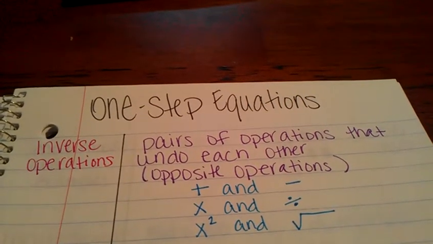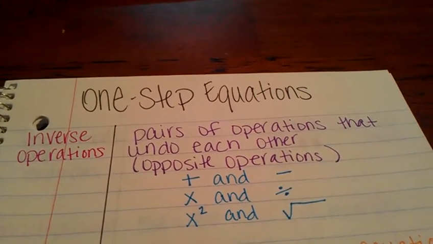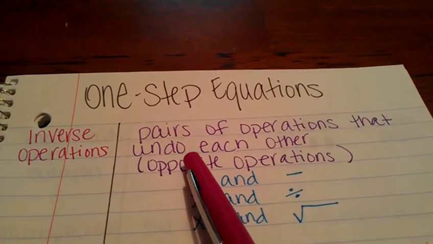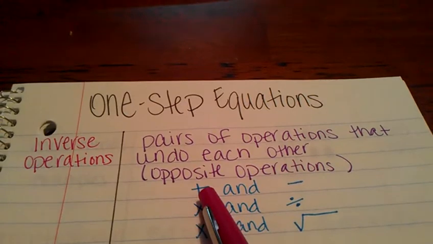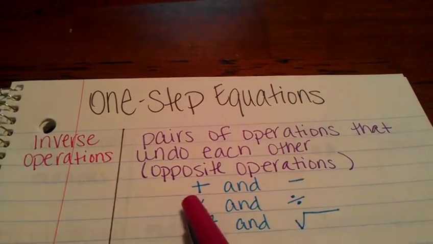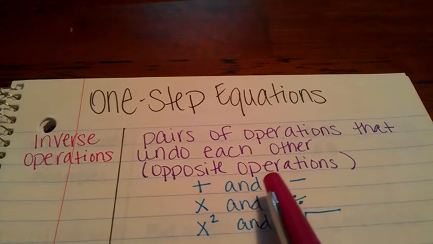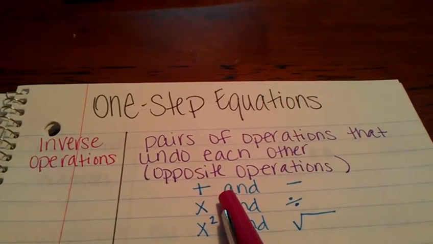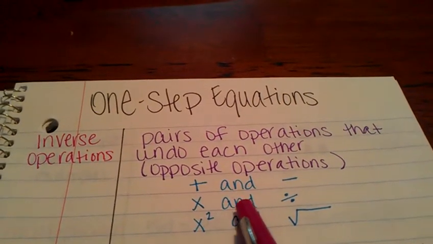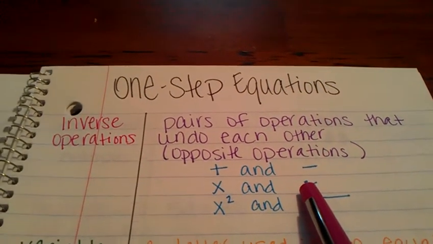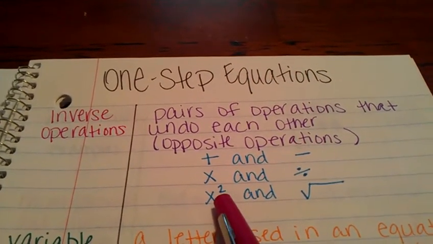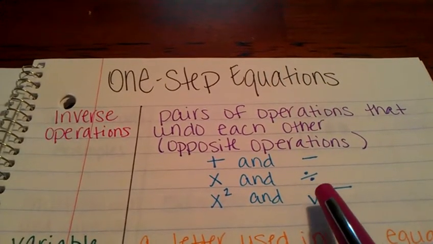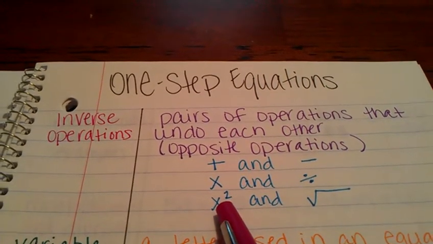Vocabulary. Inverse operation. That is pairs of operations that undo each other, or opposite operations. Okay, so we've got addition and subtraction. Those are opposite of each other, and if you were to subtract something that was added, it would undo what you had just done. Multiplication and division, those are inverse operations. And then we've got a number squared versus the square root. If you take the square root of something, it's the opposite of squaring it.